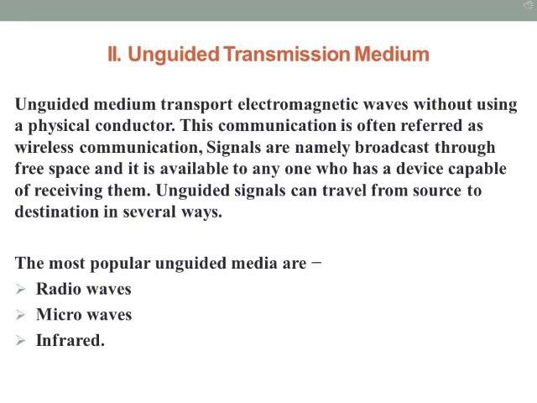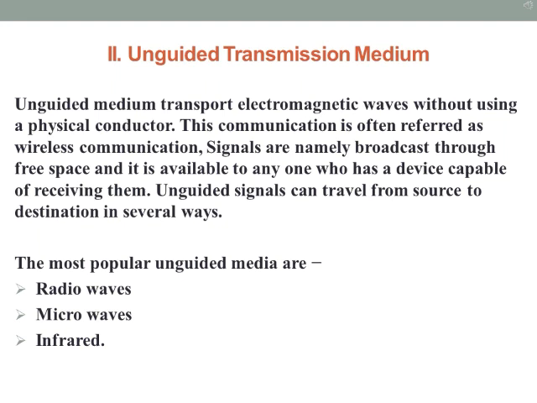The second category of transmission media is unguided transmission medium. Unguided medium transport electromagnetic waves without using a physical conductor. This communication is often referred as wireless communication. Signals are namely broadcast through free space and it is available to anyone who has a device capable of receiving them.